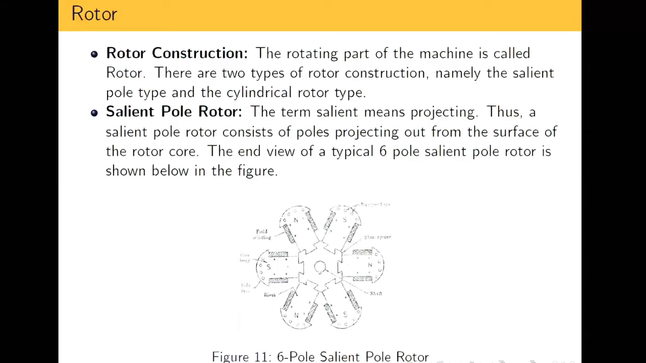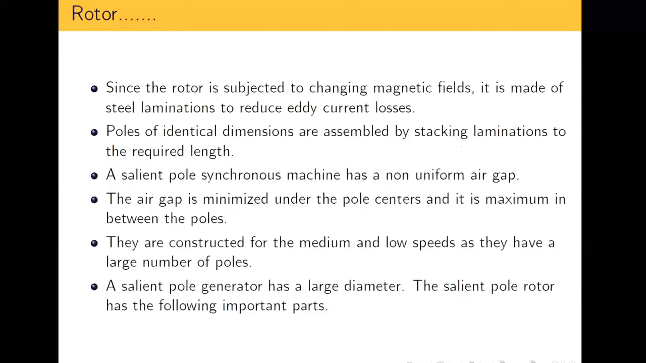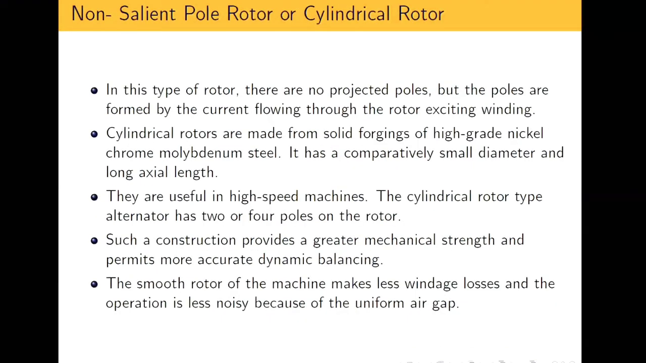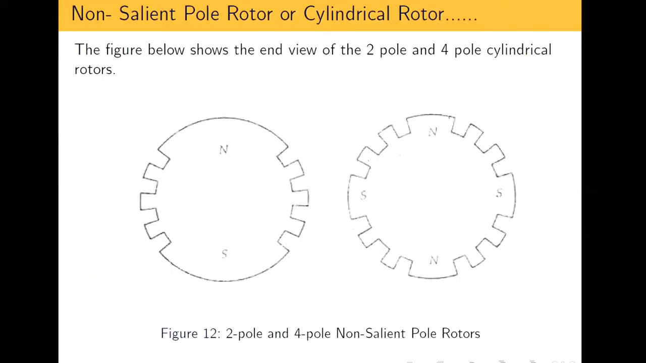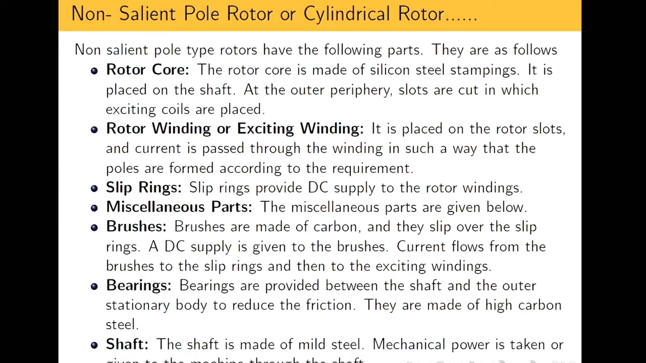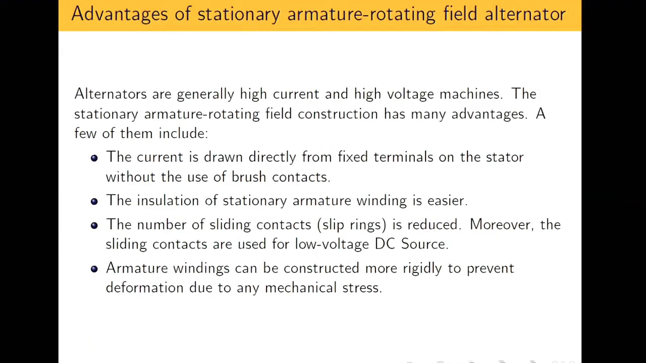And the rotor: the salient pole rotor and diagram, the rotor construction, the explanation of this rotor and the different parts of the rotor, the salient pole rotor and the non-salient pole rotor or cylindrical rotor. The diagram of this non-salient pole rotor, a 2-pole machine and a 4-pole machine, you have to practice. Then a few more points on the non-salient pole rotor, the important parts and the functions, and the advantages of a stationary armature rotating field alternator.